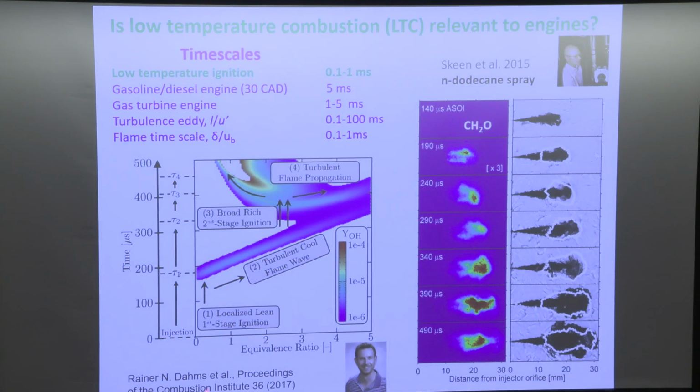Here is a computation, I like this one by Dahms. He computed this in a counterflow flame. It looked at the timescales against the equivalence ratio. In the beginning of this process you have an ignition, which they call cool flame ignition. It's happening at fuel-lean conditions, because they need high air temperature to make ignition happen. Once the low temperature ignition happens, the cool flames start to propagate to fuel rich conditions.